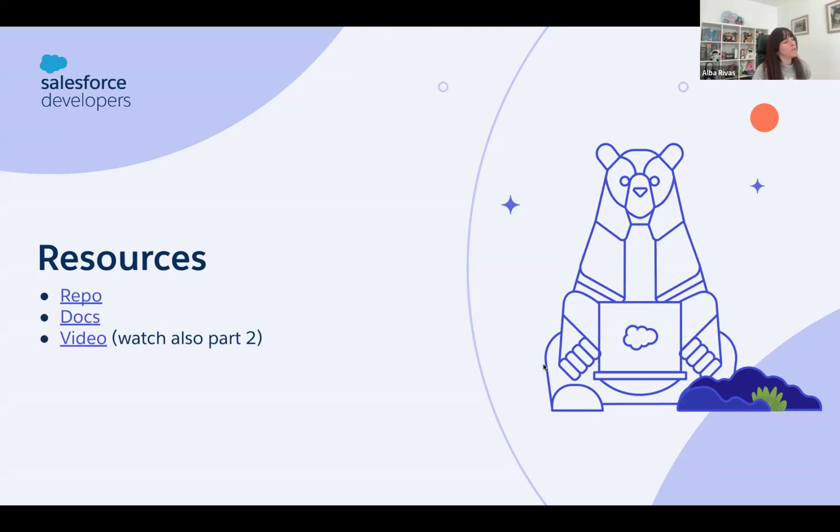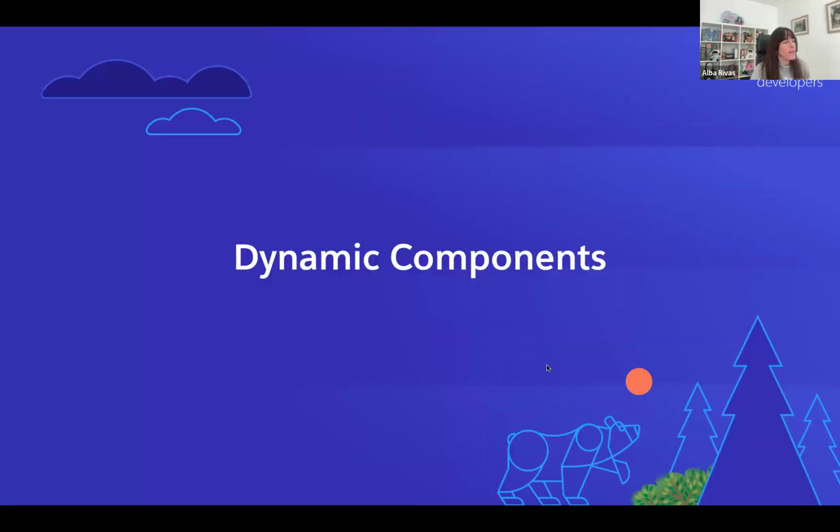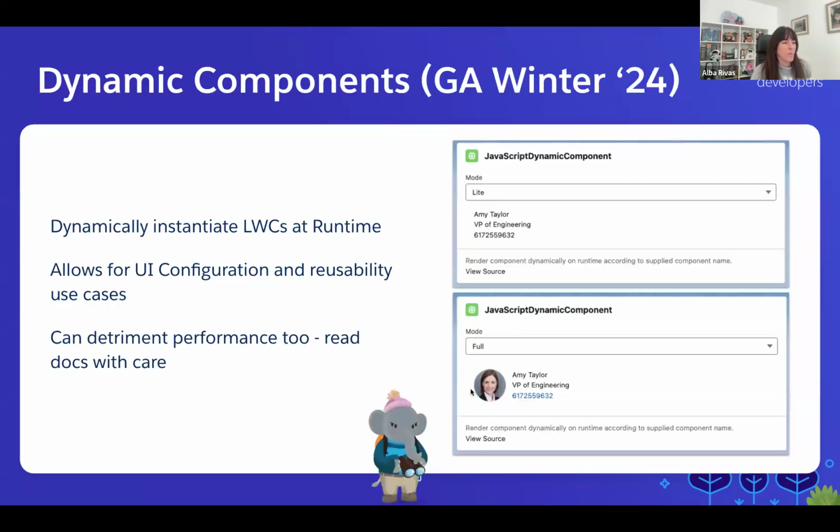Fantastic. So here I leave you some resources, and let's go with the next feature, which was the number one requested feature, dynamic components. So with dynamic components, you can decide at runtime which Lightning Web Component you are going to render. You define a placeholder, and in that placeholder, you can render later, at any moment that you need the component, the final component that you want to have there.